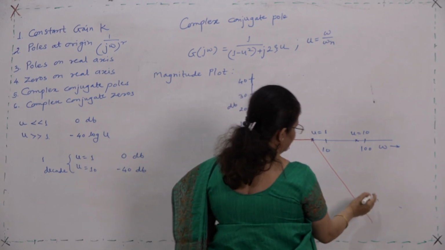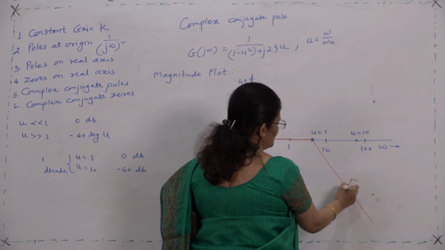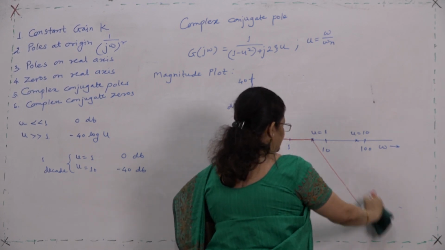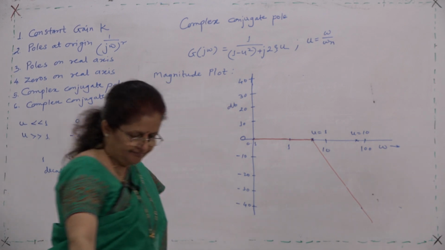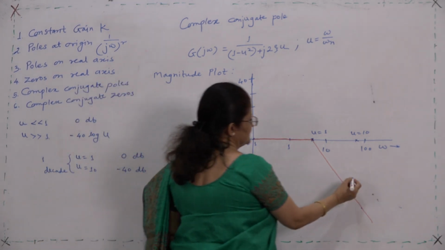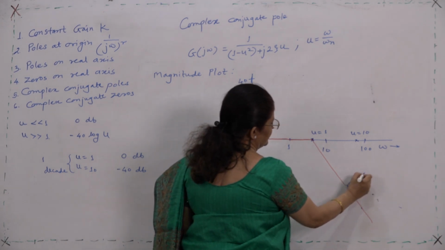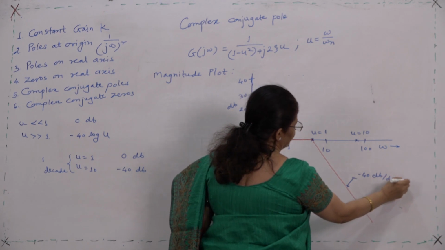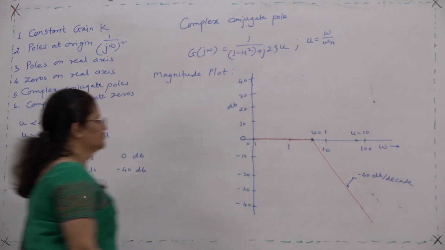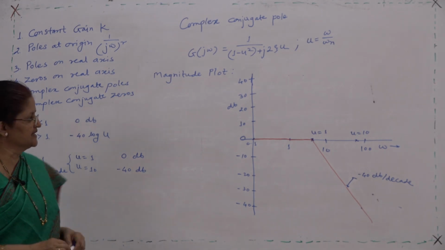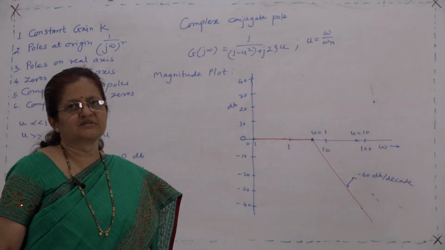So, what will you get here? The slope of this line is minus 40 dB per decade. And we can draw the asymptotic plot like this. Now, we have seen that this is the approximation.